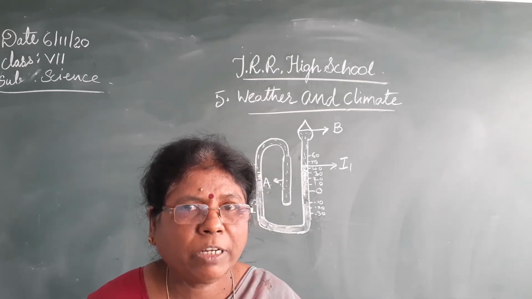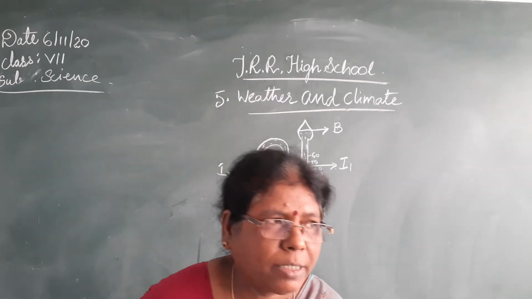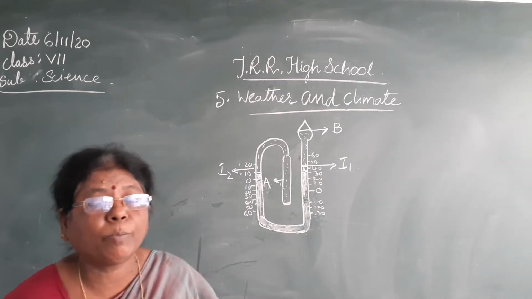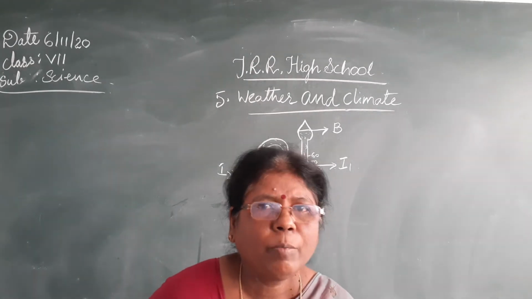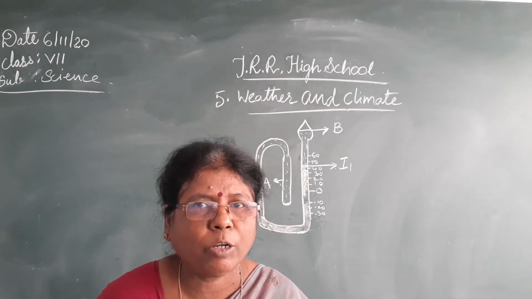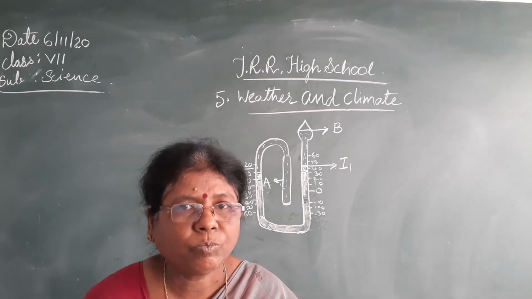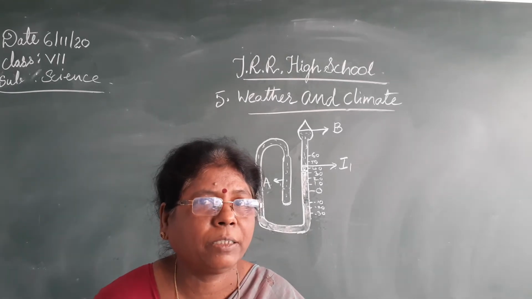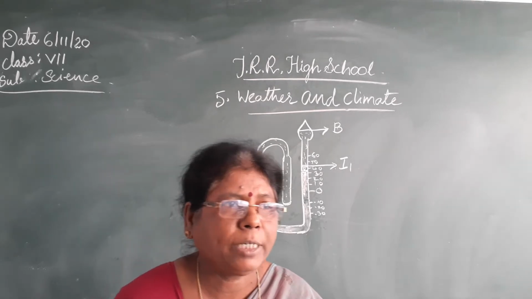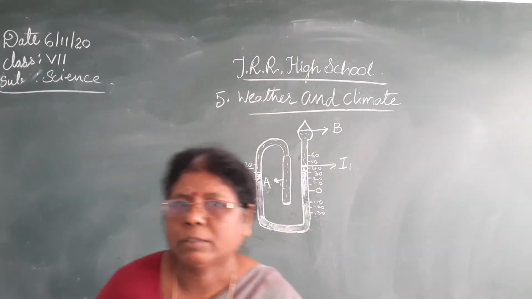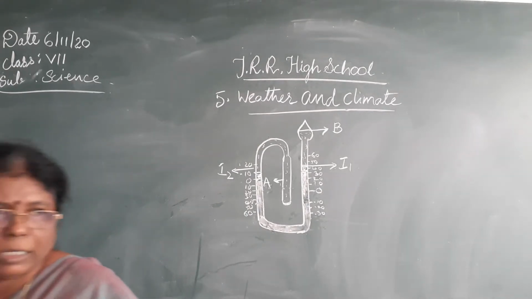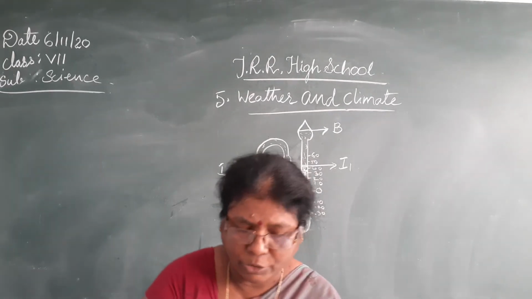So, quick recap of the previous lesson. What I explained to you about weather and climate. What are the components of weather and climate? Temperature, that is maximum and minimum temperature, rainfall, humidity, wind, isn't it? Sunrise, sunset, cloudy or clear sky. So, these are the components of weather. We discussed this, and graph plotting also I showed you.